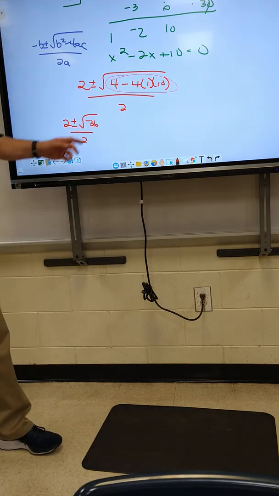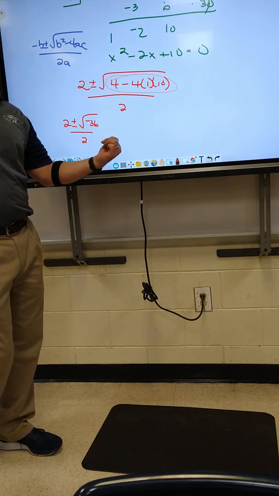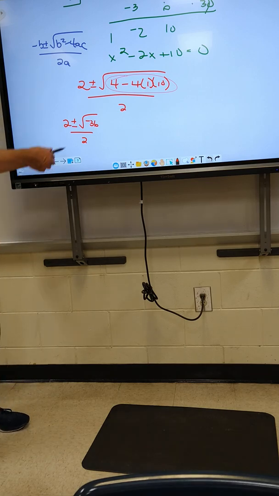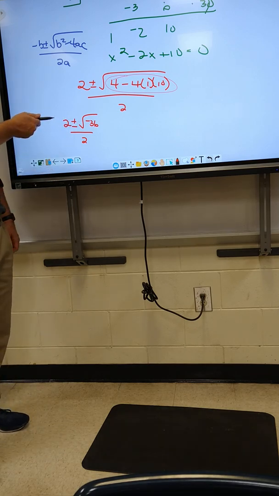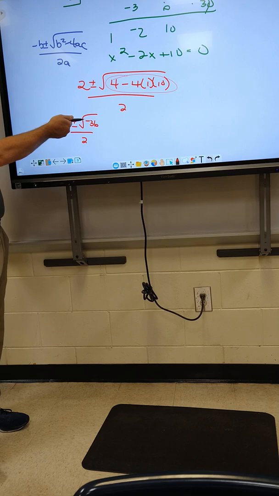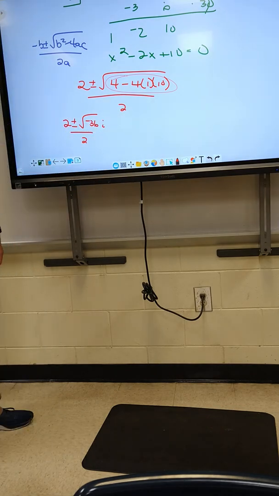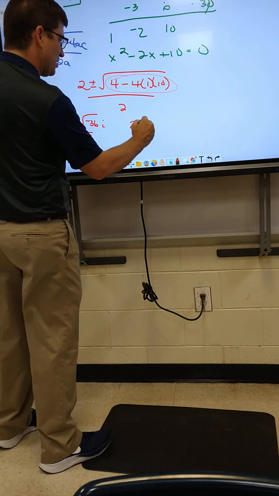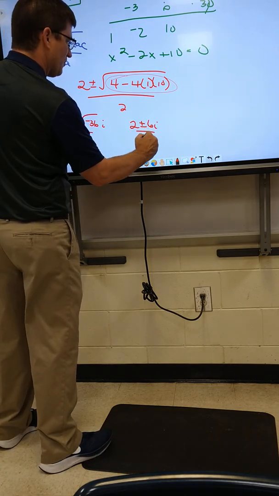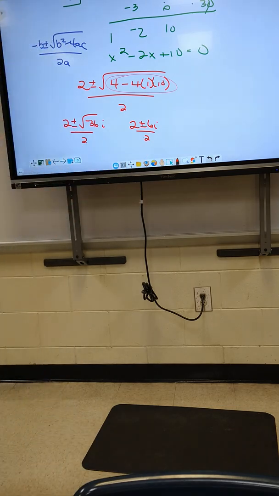All right, so make sure when you type that in, you know how to get negative 36. Now we've got a problem. You can't punch a negative in the calculator. So you bring the negative out, guys, and that's an i. The square root of 36 is 6, so it's going to be 2 plus or minus 6i over 2. The square root of negative 36 is 6i.